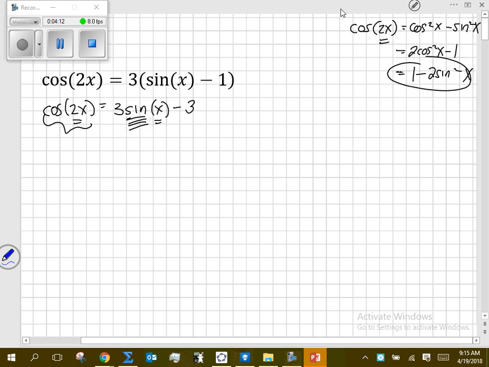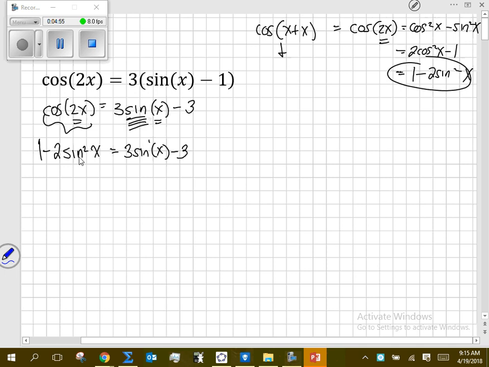And like I said, if you remember cosine double angle, all these formulas here stem from the fact that cosine of 2x is actually cosine of x plus x, and that turns into cosine of x minus sine of x, right? And then through some substitutions, these things degenerate. But now if we make that substitution, 1 minus 2 sine squared x is equal to 3 sine x minus 3, okay? Now we see powers of 2, we see powers of 1, so when that happens, what do you think we should try to do?